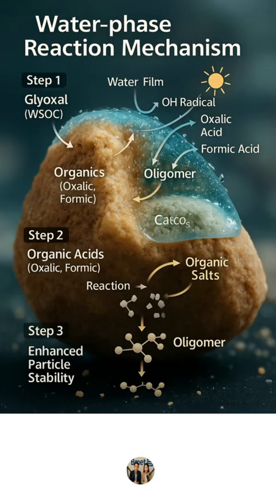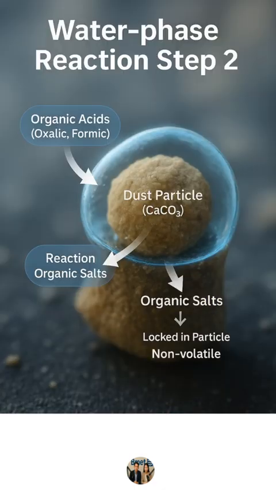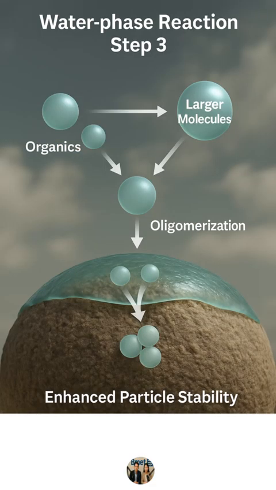Several processes. First, water-soluble organics like glyoxal dissolve and get oxidized, often by OH radicals produced when nitrates break down under light. That creates less volatile organic acids like oxalic acid. Second, those acids can react with calcium carbonate in dust, locking them in as salts. Third, oligomerization occurs, molecules linking together into bigger, more stable structures. Step by step, the dust becomes a factory for new organic matter.